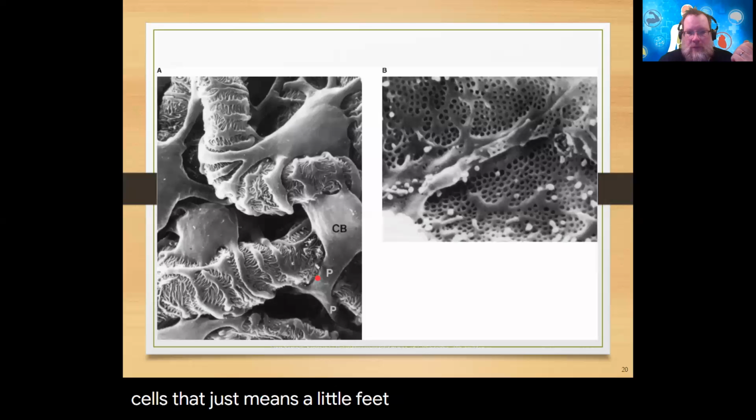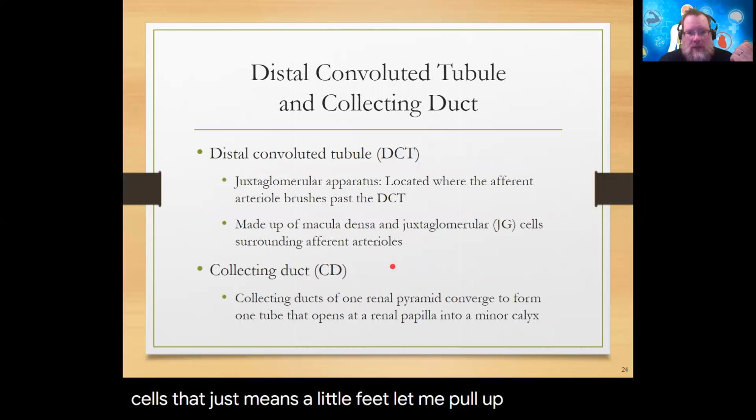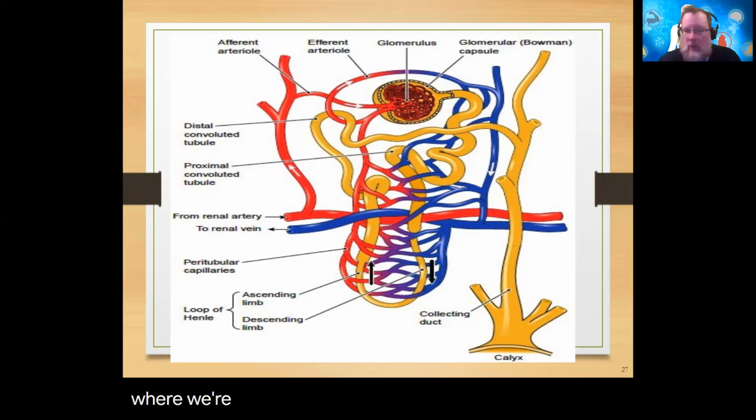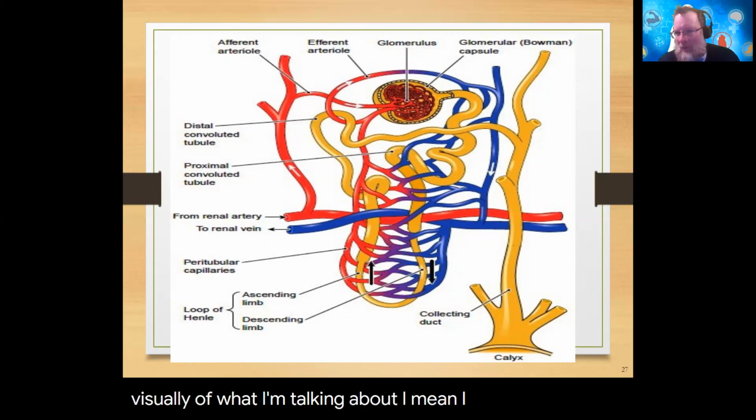So let me pull up, here it is. I'll go back to those in just a second. This is where we're sticking with the rest of our discussion today. This slide gives you the overview visually of what I'm talking about. I could have black and white up there and talk about it all day, and it's not going to make sense. So I'm going to pull this slide up so we can really make sense of what's going on.